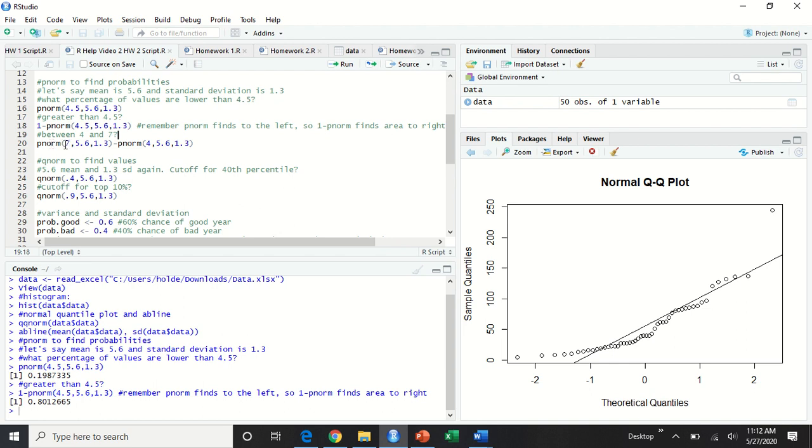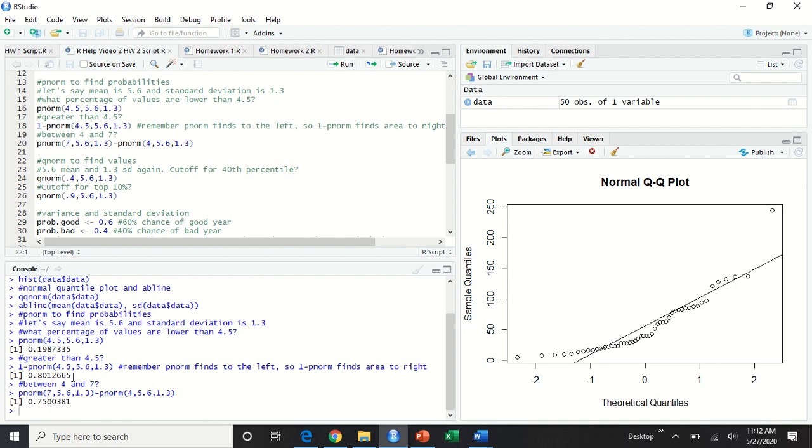We would do pnorm with the same mean and standard deviation. The first number would be the values between which we're trying to find the area. We can run this and see about 75% of the values are between 4 and 7.